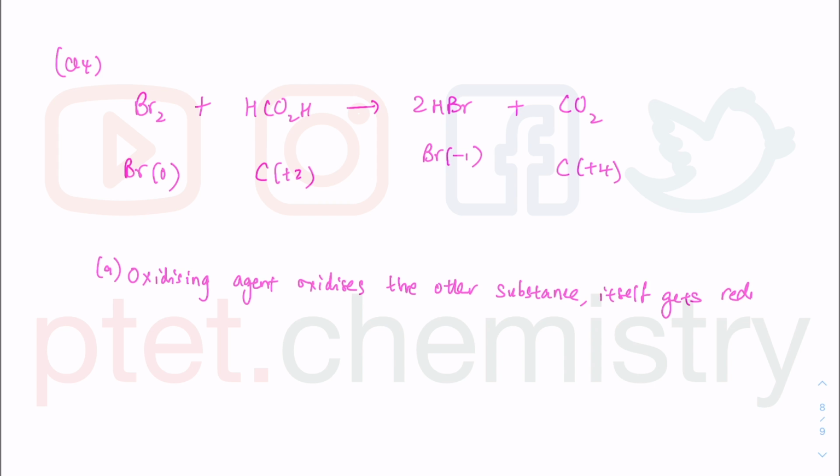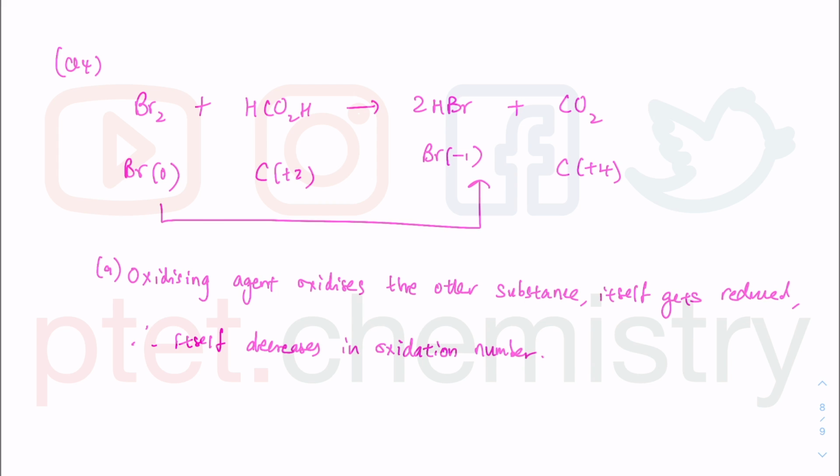If it gets reduced, it means its oxidation number decreases. So we are looking at something that decreases in oxidation number. This makes your life a lot easier now. Br0 going to minus 1 is a decrease of 1, or you can think of minus 1 minus 0 as minus 1, so it's a decrease of 1. It decreases in oxidation number from Br0 in Br2 to Br minus 1 in HBr.